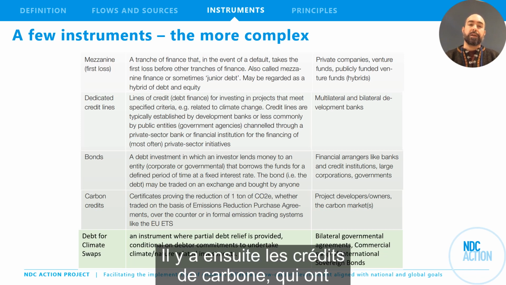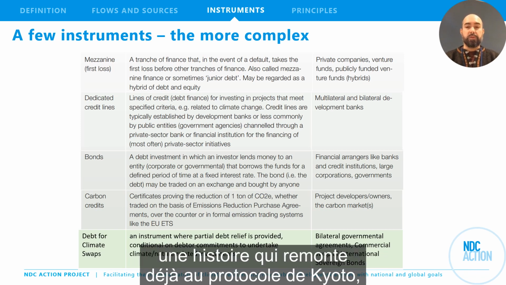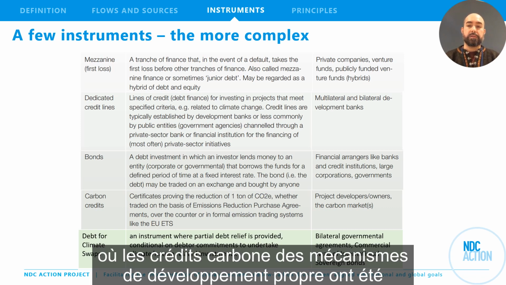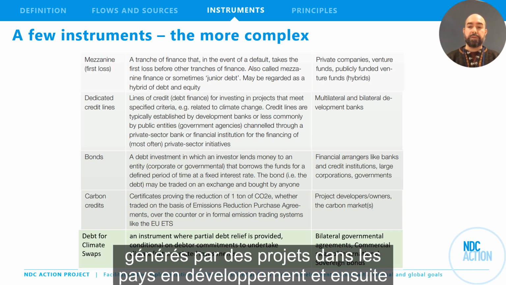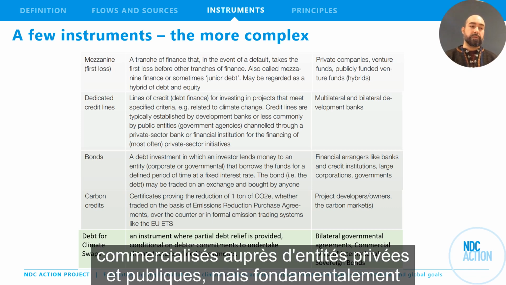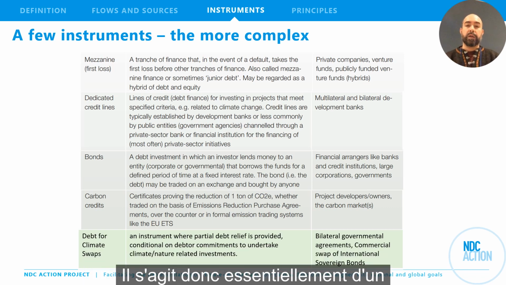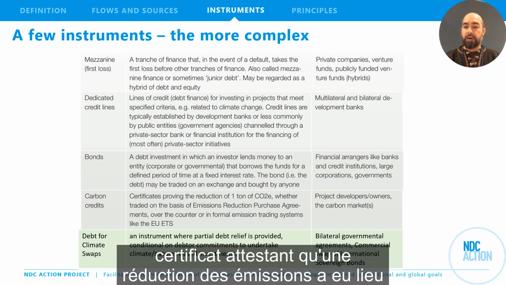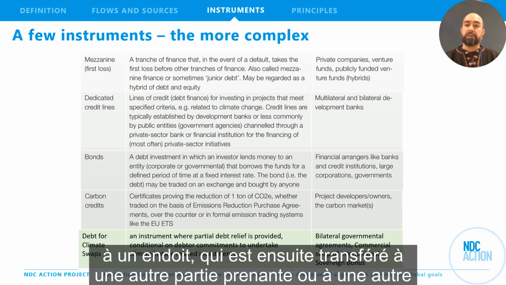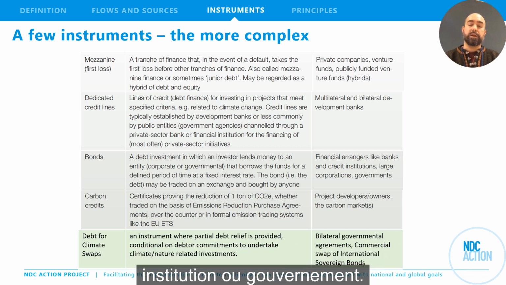Then we have carbon credits, which have a history already going back to the Kyoto Protocol, where carbon credits in the clean development mechanism were generated by projects in developing countries and then traded to both private and public entities, basically assisting in meeting climate targets by other stakeholders. So it's basically a certificate of an emission reduction having occurred in one place, which is then transferred to another stakeholder or another institution or government.